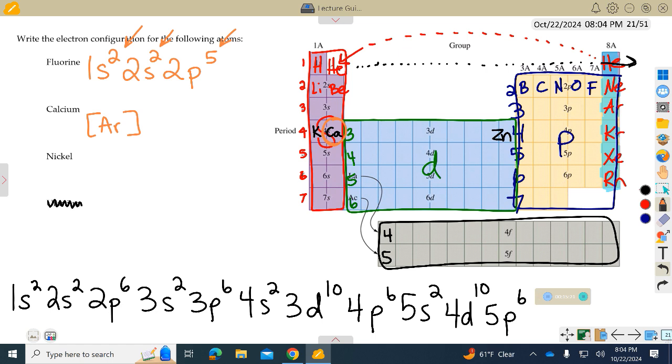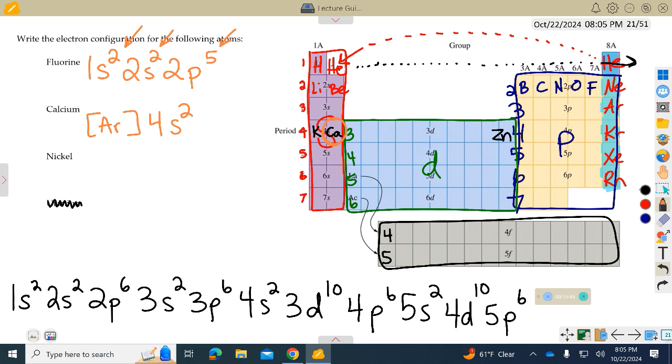You can put that noble gas in brackets, and then you only have to write the orbitals that would come after argon. So you can really just then start in the row of your element. You can just say argon 4s2. Argon represents 18 electrons, and then 19 and 20 are in the 4s.